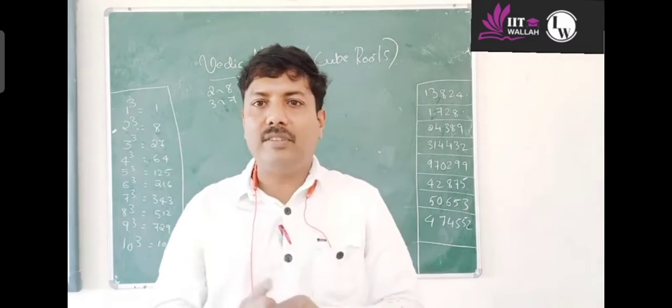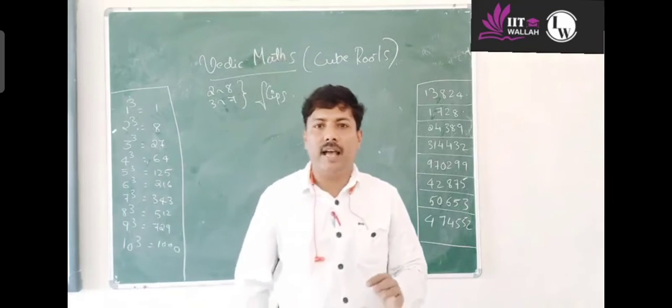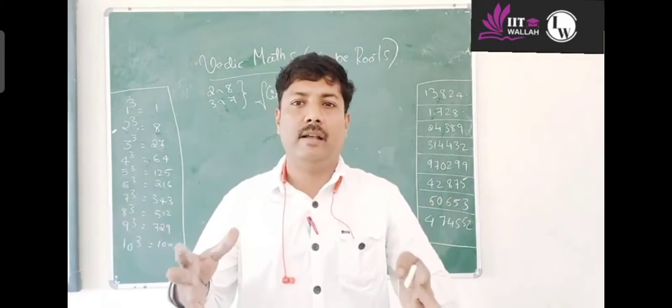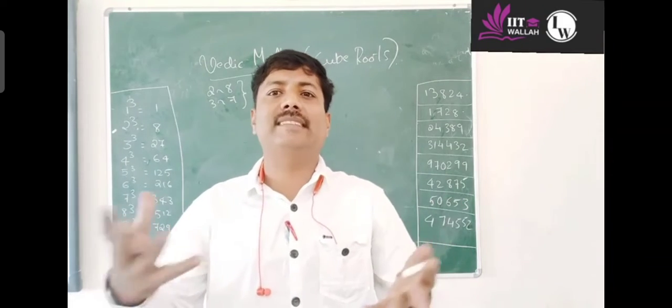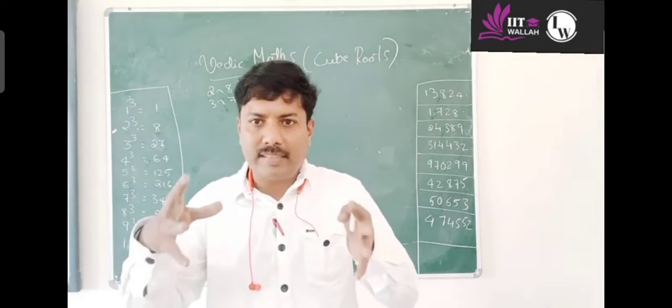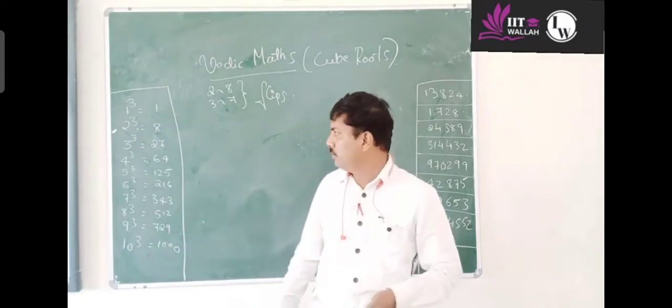If you have these results in your mind, then we can find the cube root of any big number up to 8 digits very easily. Very easily means within 2-3 seconds. This is the method. I already explained. So you listen carefully. I will explain once more.